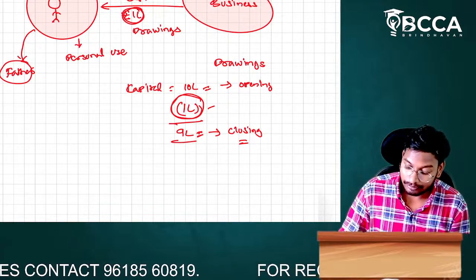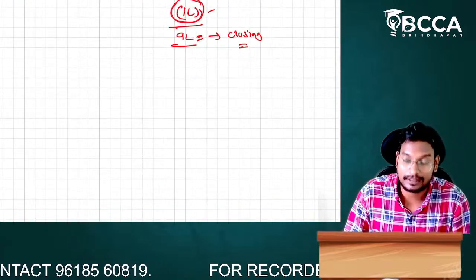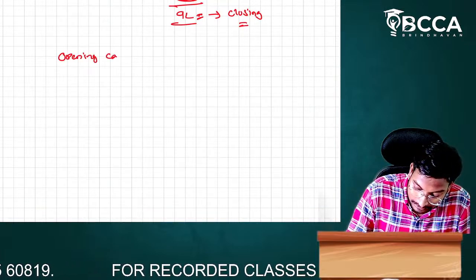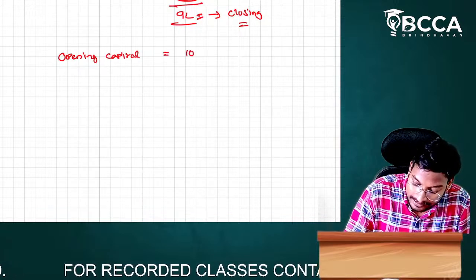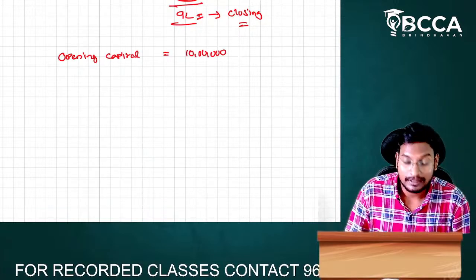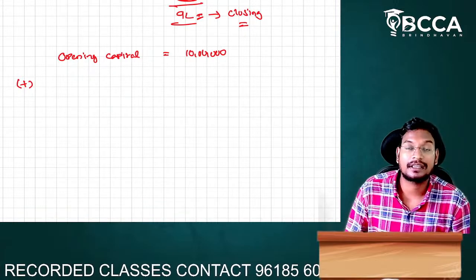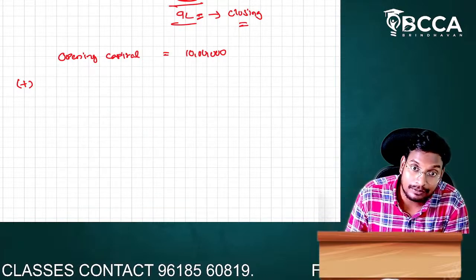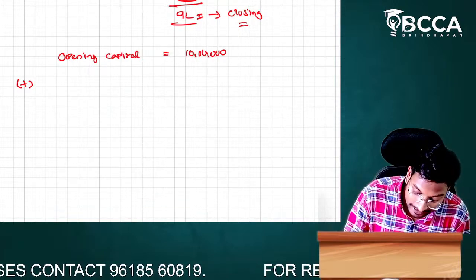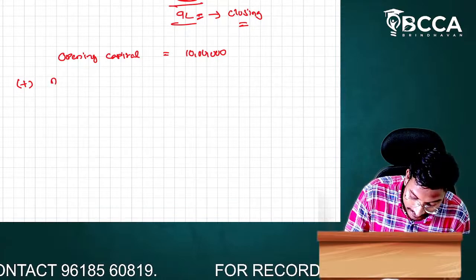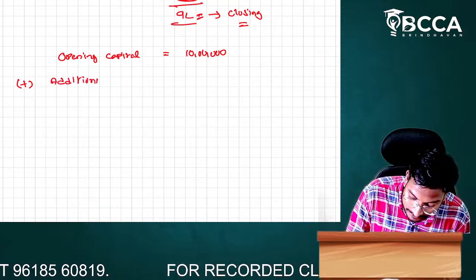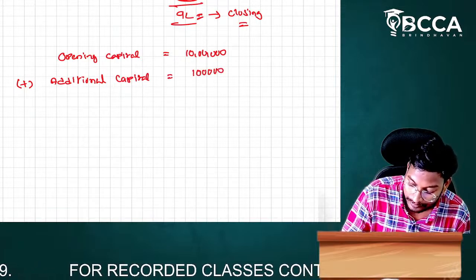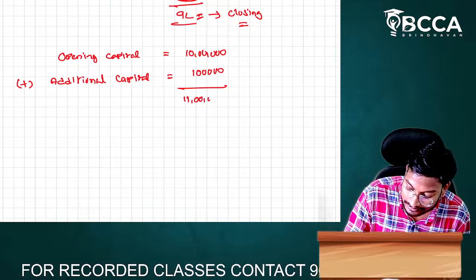And we have some more adjustments in the capital also. Let us imagine there is an opening capital of rupees 10 lakhs. If the owner invested additional capital, we have to add it to the opening balance. Let us take it as 1 lakh rupees. Total balance is 11 lakhs.